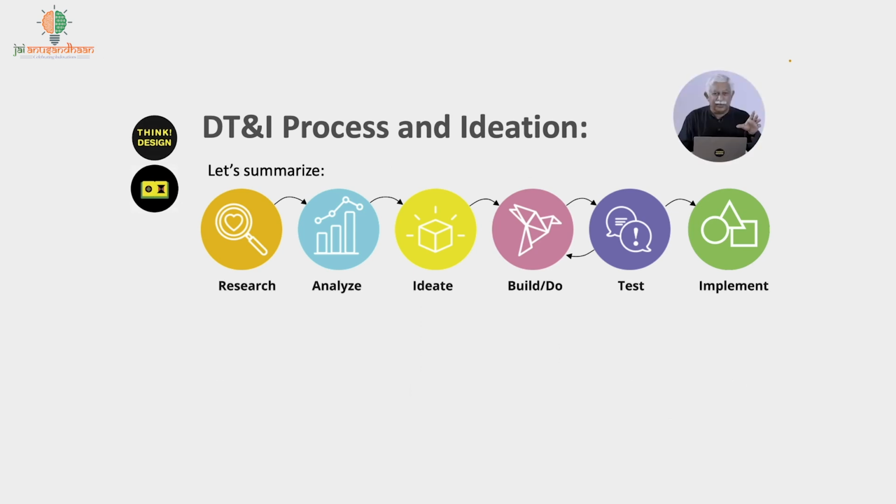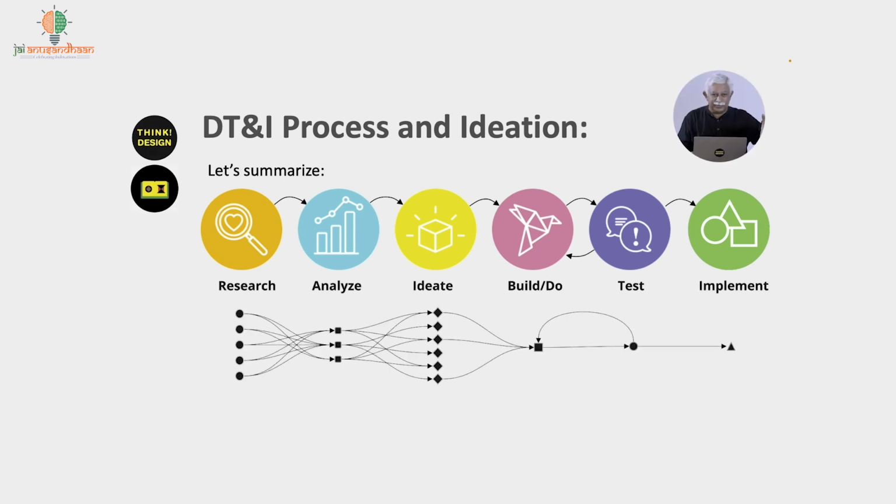Let's summarize. Putting it together, you can see that research makes you diverge, analysis makes you converge, and in the ideation phase, you again need to diverge, because you need to think of as many alternate ideas as possible. Then you'll take forward one or two of them and test it, then reiterate it, and then finally implement it.